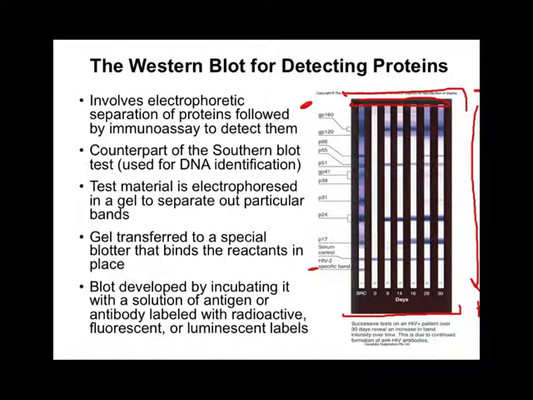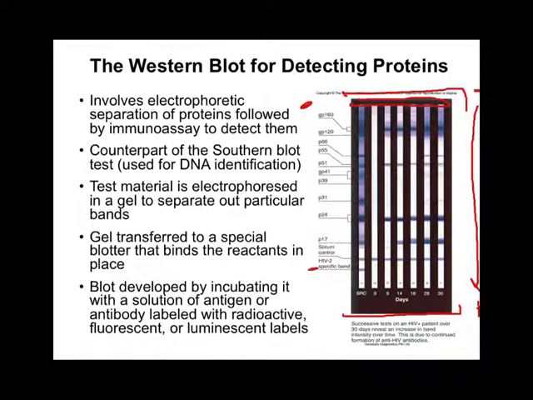I know this might be a little bit abstract. After we have the separation of the fragments, you can't actually see them in the gel. So in order to get an image like this, it has to be transferred to special blotter paper that binds each of these protein fragments in place. That's why we call it a blot.